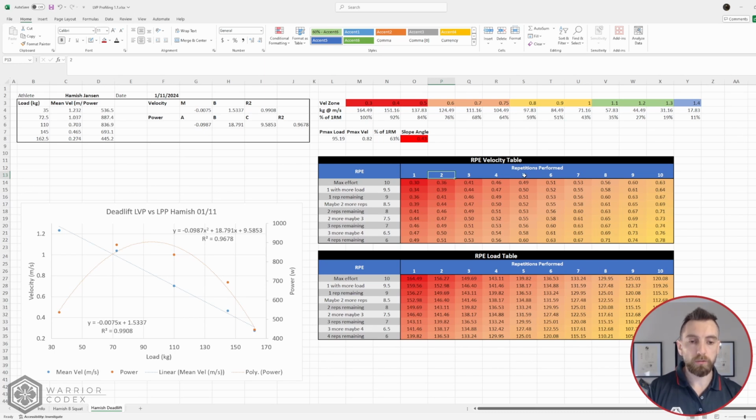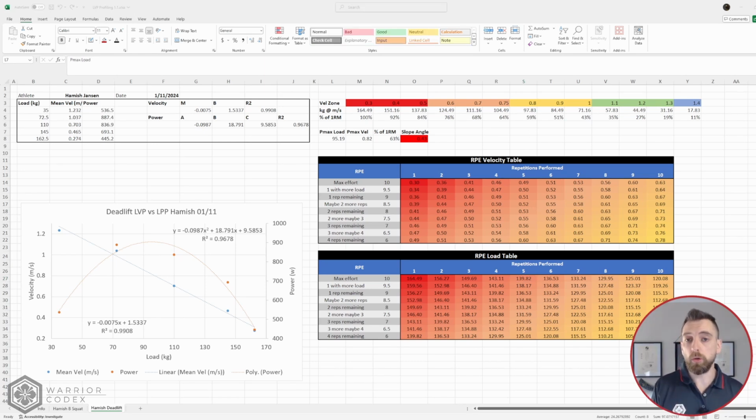So if you wanted to lift 5 reps for a 10 effort, 10 being max effort, you're hitting failure, we're looking at 0.49 meters per second, which is going to be right here on the edge of the strength zone, and that's going to be about 140 kilos.